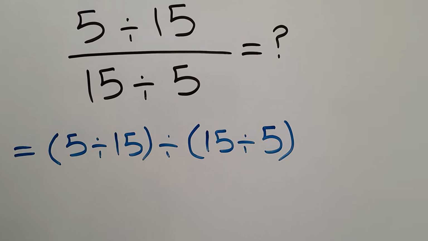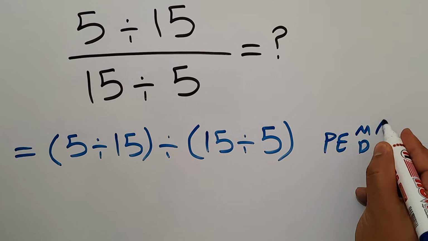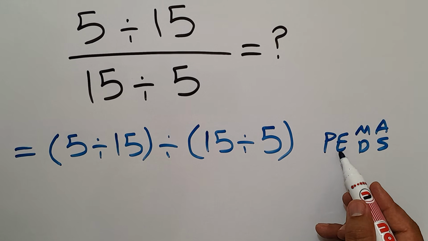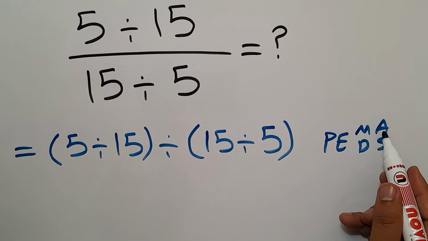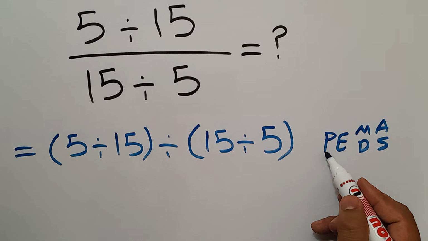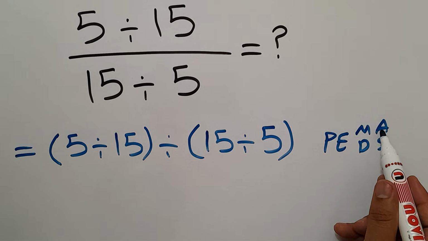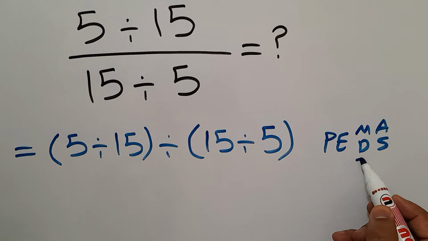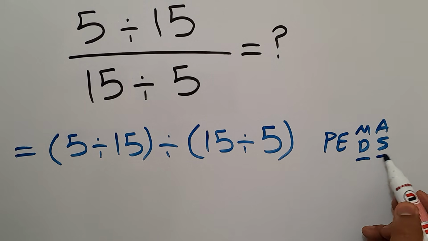According to the order of operations, which is PEMDAS, P stands for parentheses, E stands for exponents, M and D stand for multiplication and division, and finally A and S stand for addition and subtraction. We first do parentheses, then exponents, then multiplication or division, and finally addition or subtraction. Remember that multiplication and division have equal priority and we have to work from left to right, and the same applies to addition and subtraction.